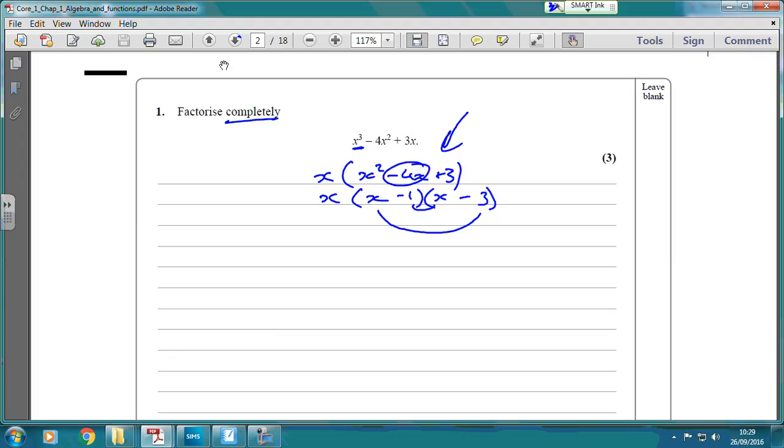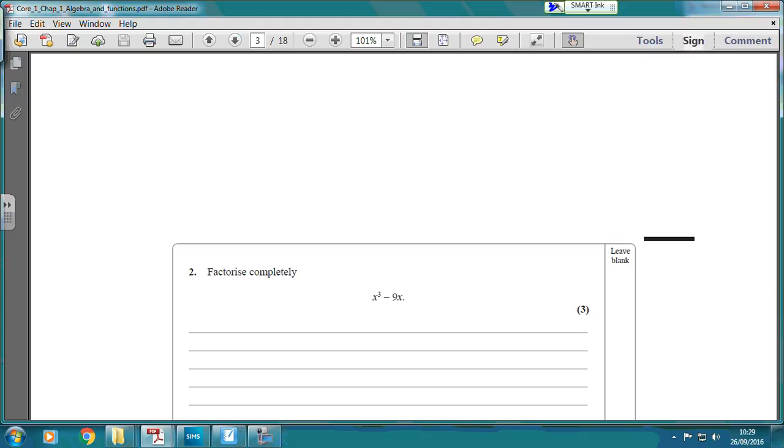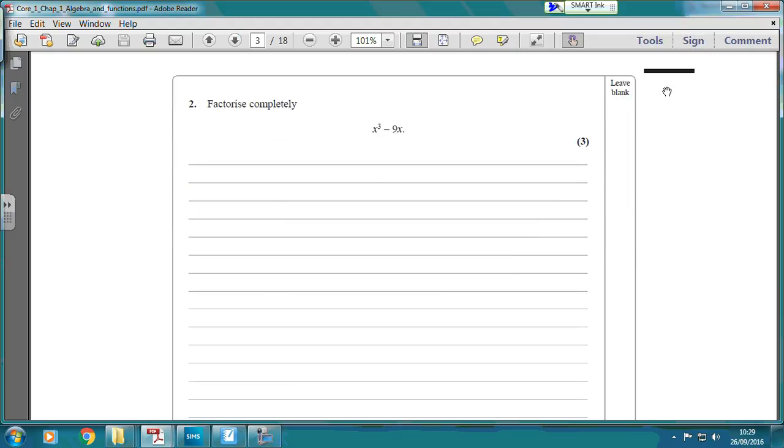Question 2. So again, factorised completely. Because it says factorised completely and the fact it's worth 3 marks means that the first step is going to take out an x. So it's going to be x squared minus 9. Again, I'm not going to give you 3 marks just for doing one step.